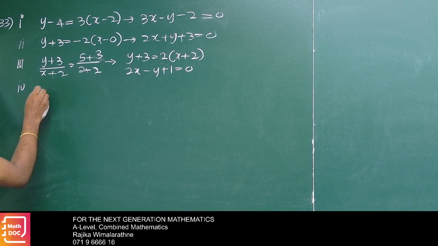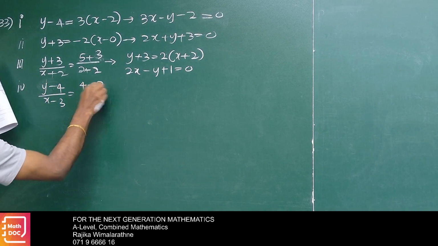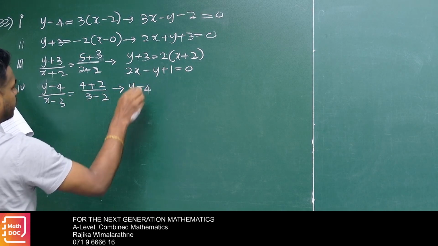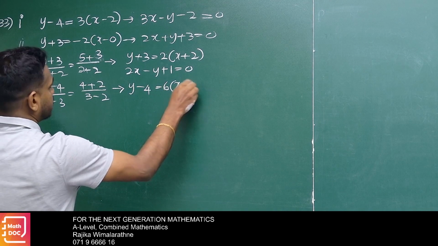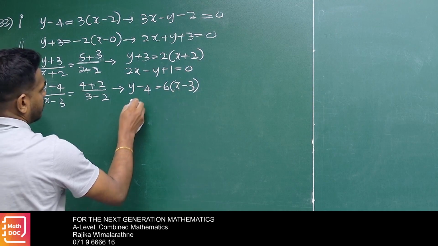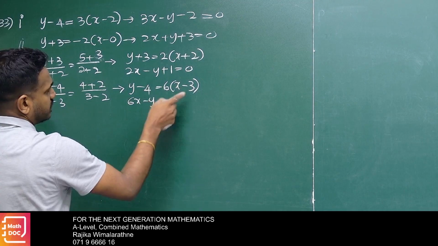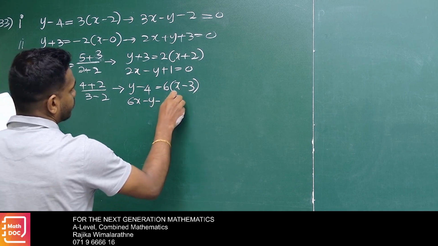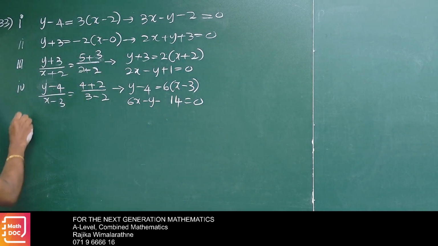4. y minus 4 over x minus 3 equals (4 plus 2) over (3 minus 2). y minus 4 equals 6 times (x minus 3). Here 6x minus y minus 14 equals 0.